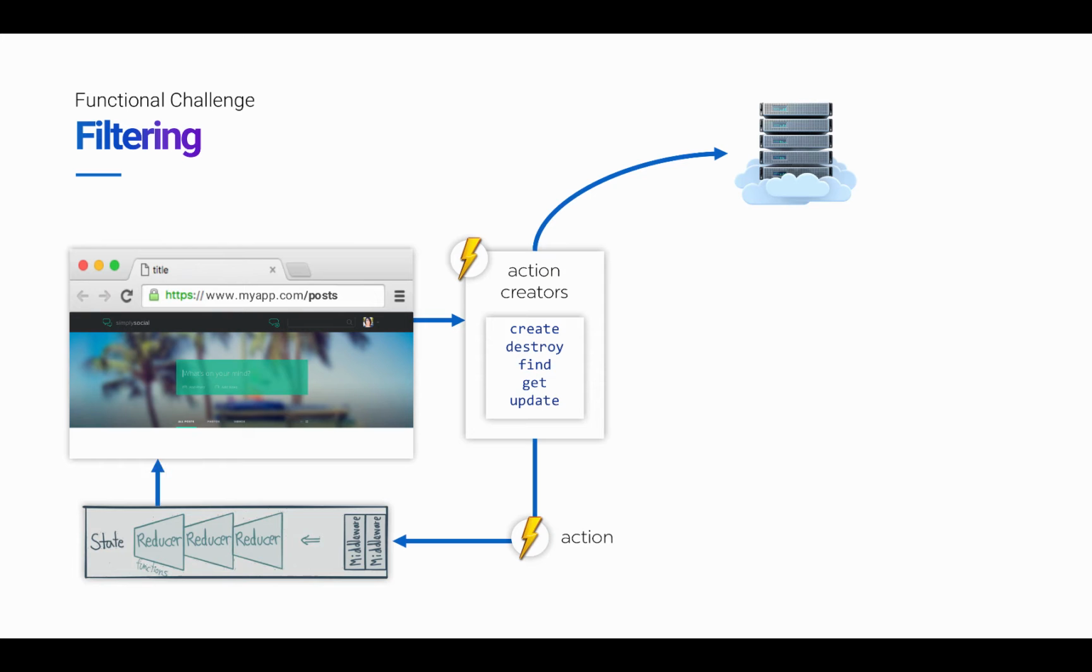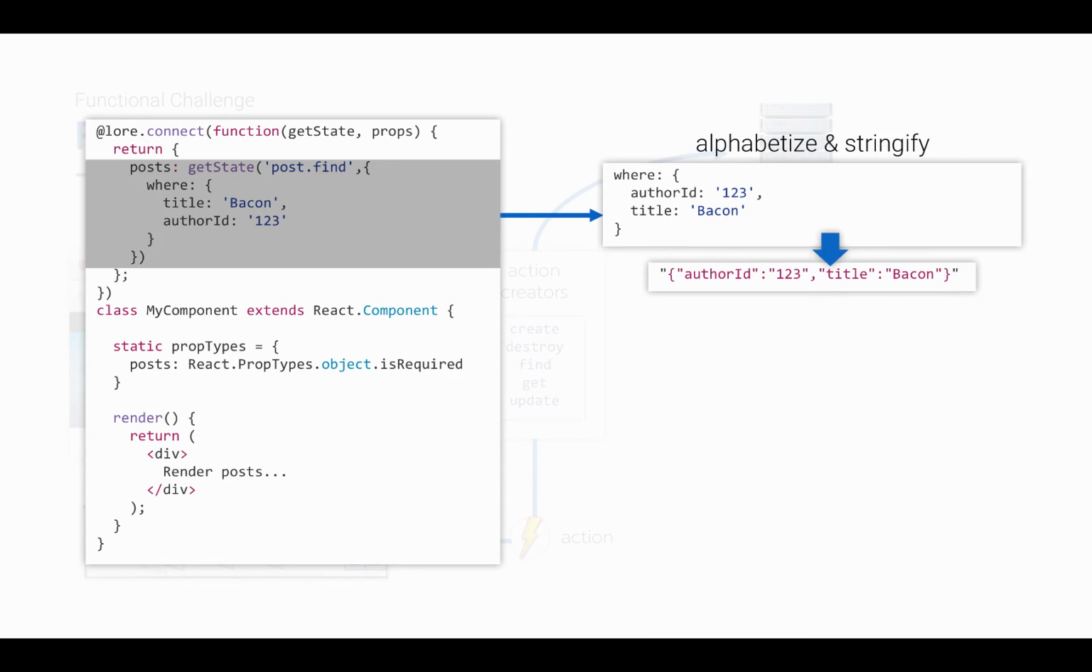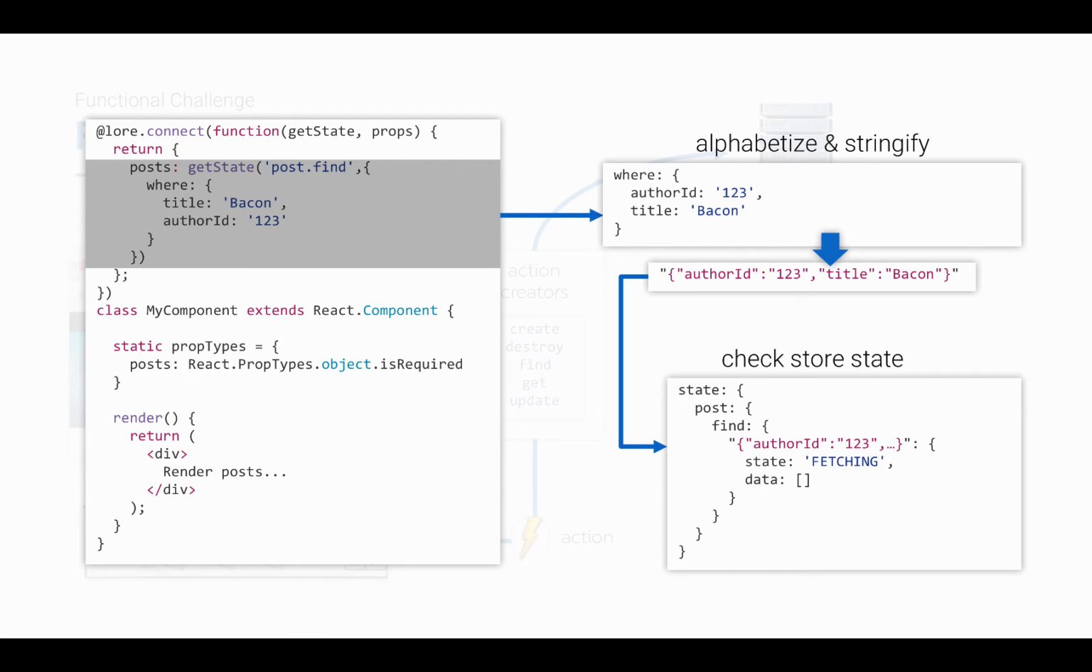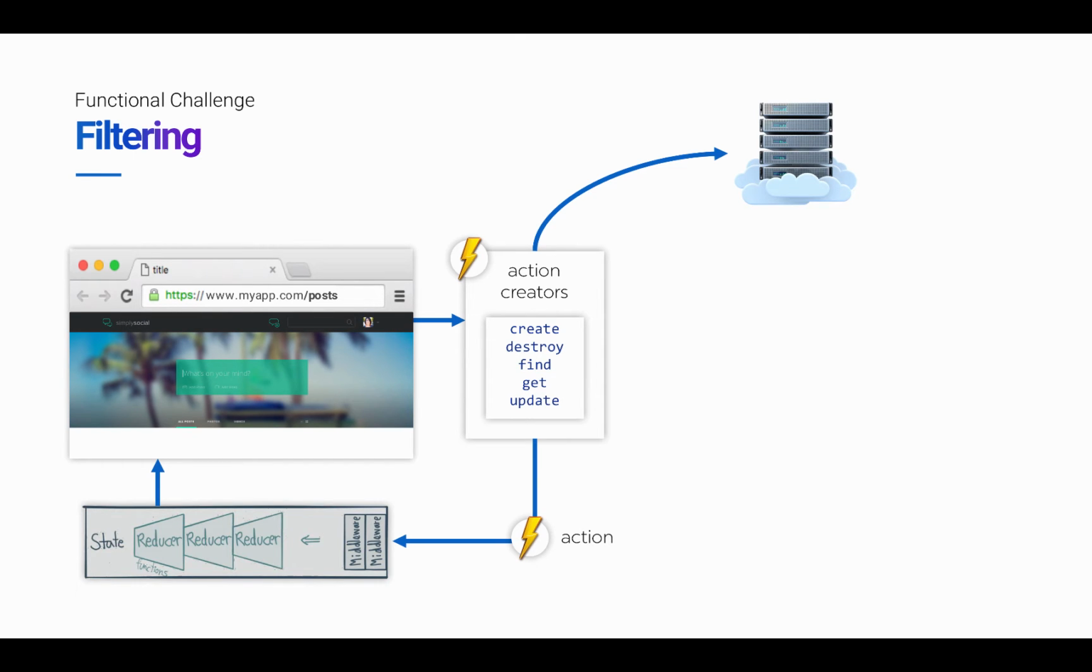So now, when our application is notified of the change, our component will once again request all posts matching that author ID and title. But this time, the data will be in the store, so no action will be fired. Instead, the component will take the data it finds and show a loading experience to the user.